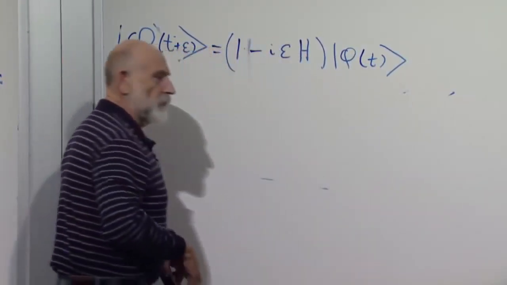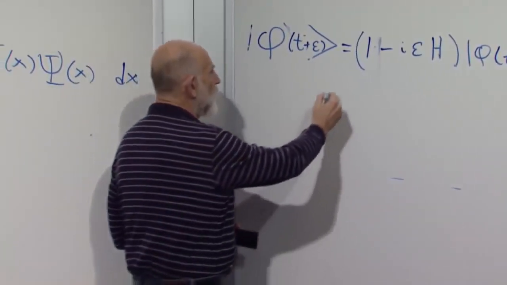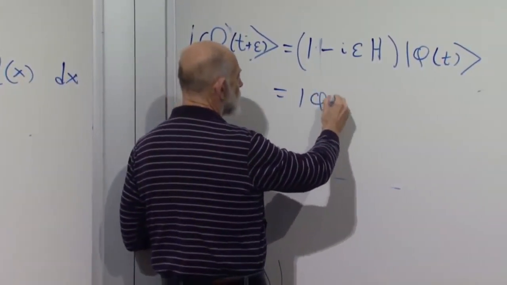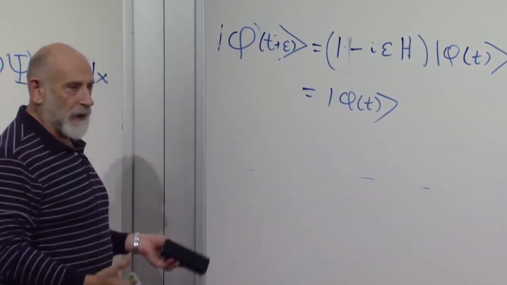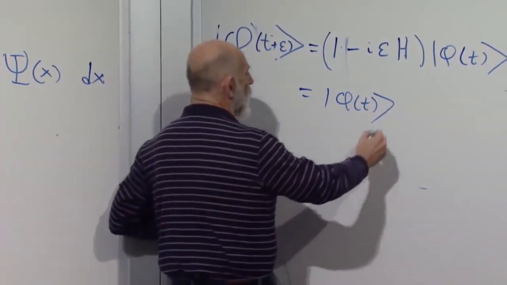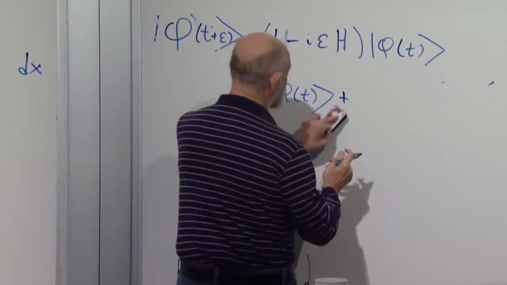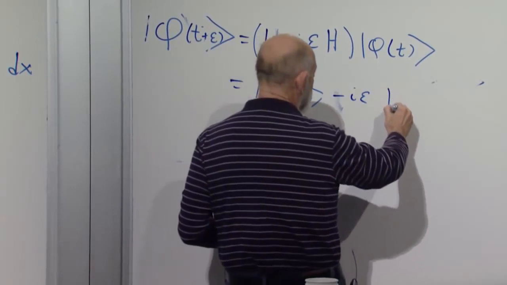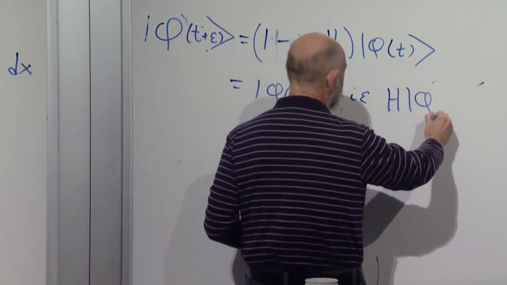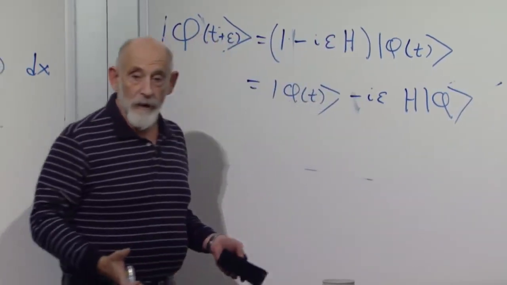And so what H does is it just updates things. You can write this as just phi of t. That's the same state back again. Nothing has happened. Plus a little correction after time epsilon, which is minus i epsilon times the Hamiltonian acting on phi. That's what the Hamiltonian does.